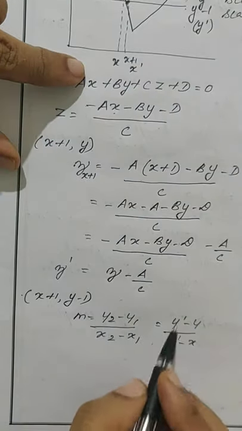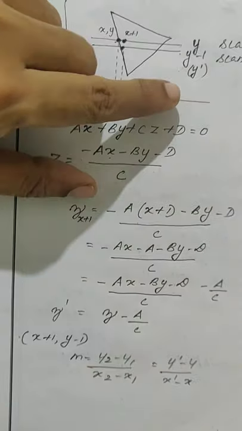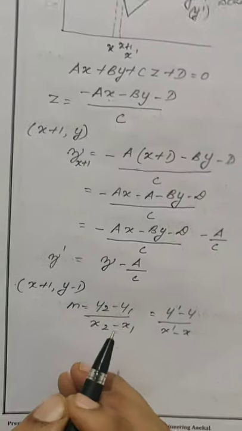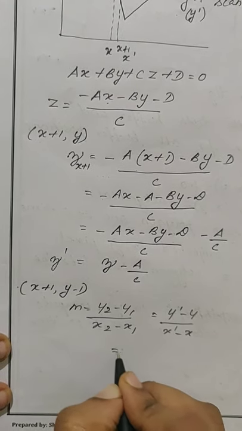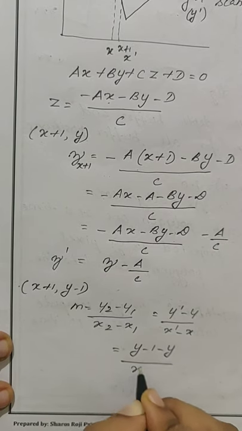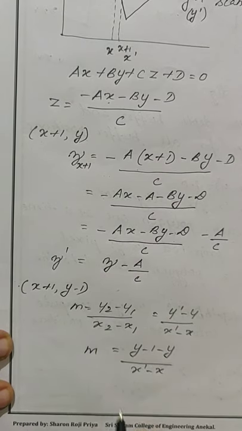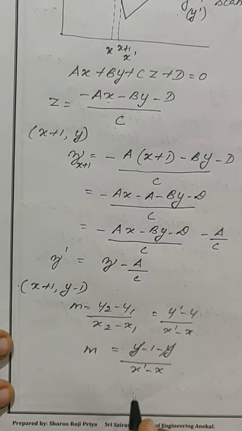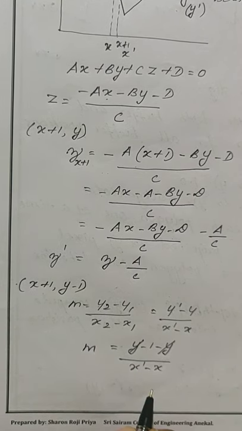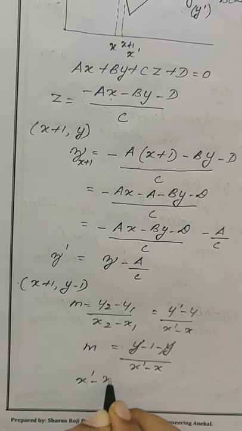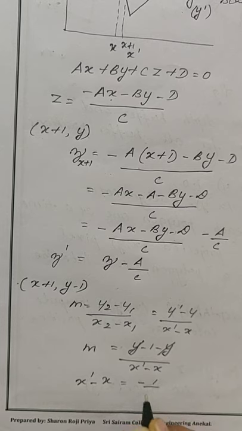So with this slope, I have to find the value of x dash. Do you know what y dash is? Y dash is nothing but my next scan line, which is y minus 1. So in the place of y dash, I can substitute y minus 1. So y minus 1 minus y, which is equal to x dash minus x times my m. Right, so these two get cancelled, and I'll be having x dash minus x equal to minus 1 by m.